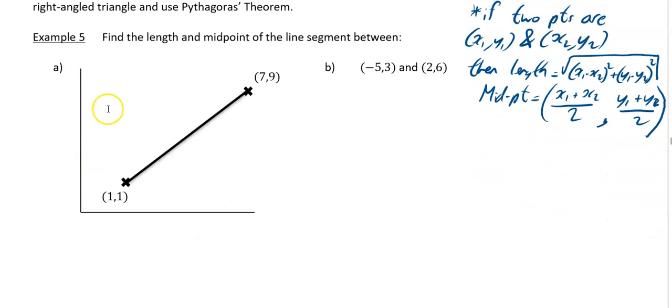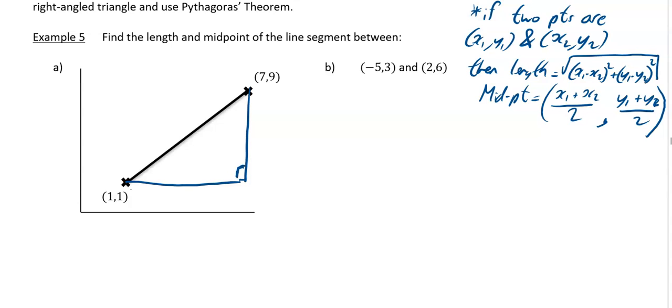Okay, example A says find the length and midpoint of the line segment. So we've got (1, 1) and (7, 9). We're going to find the length of this thing. This is just a sketch, folks, but what we're going to do is complete a right angle triangle. So on this one, I'm going to do my right angle.